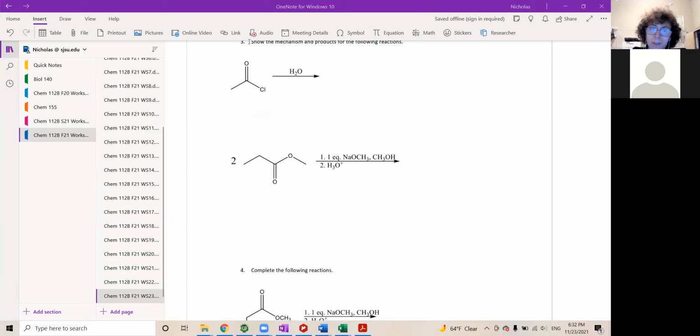Yep, water is a nucleophile. It attacks the carbonyl carbon. And then you also have to push the carbonyl bond up towards the oxygen. So that leads to an alkoxide forming. And you still have the chlorine there. Touched water.